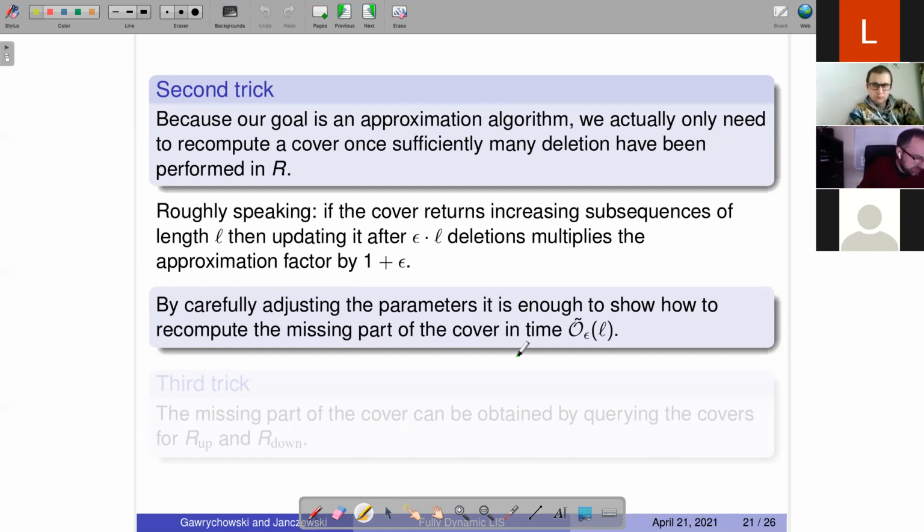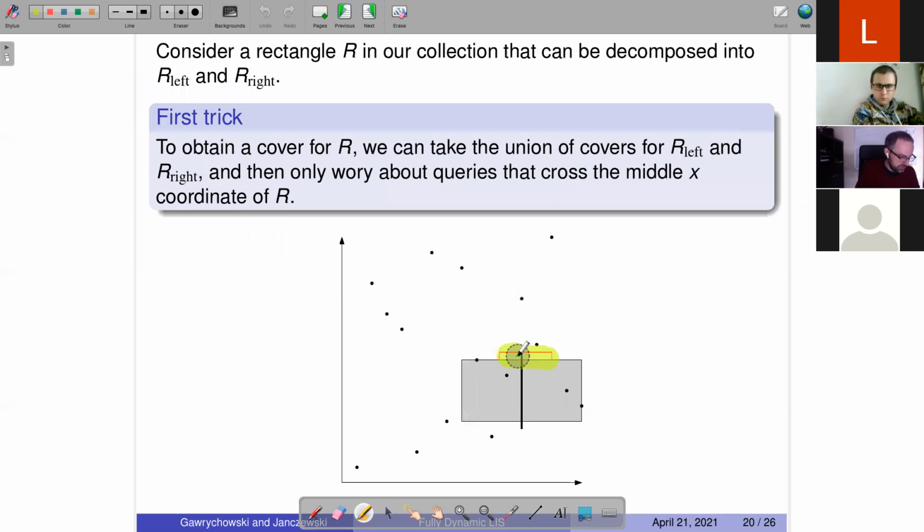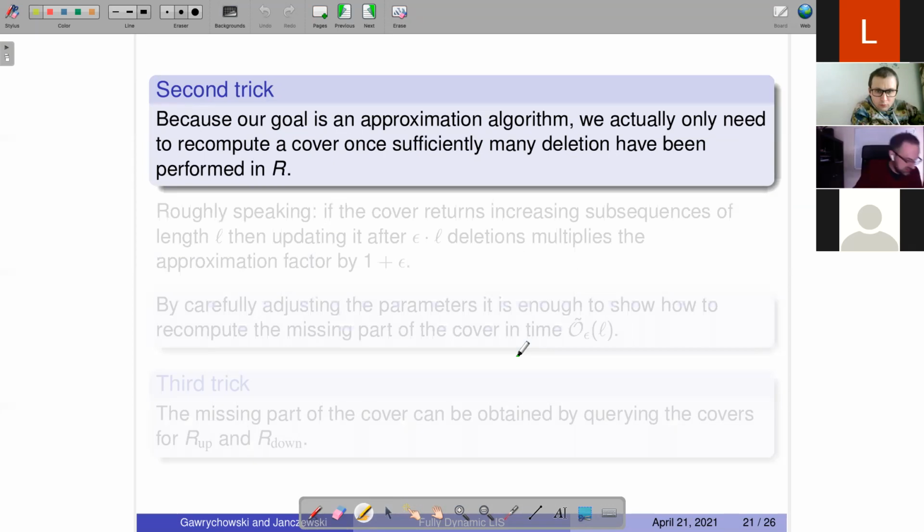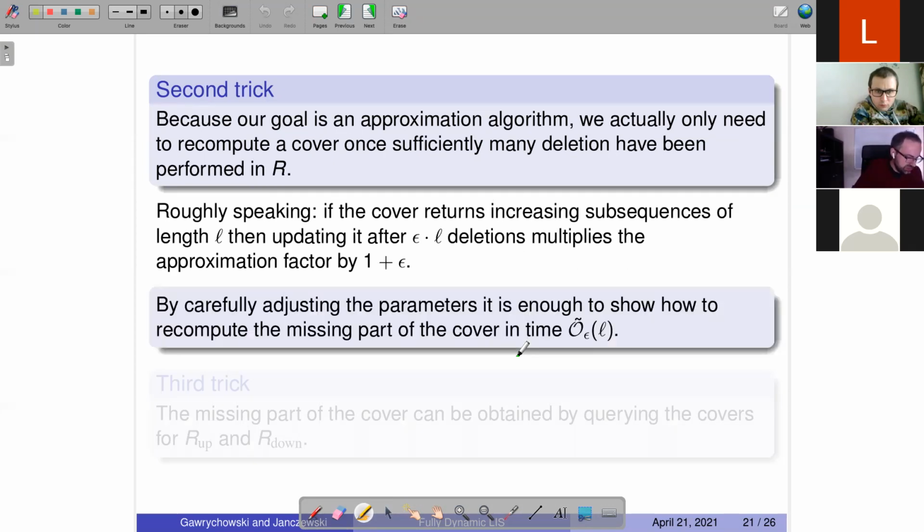There's still one missing part that I want to briefly describe, namely recomputing this middle part of the cover, the segments that take care of the queries crossing the middle x coordinate. The time for that should be roughly proportional, up to log factors, to L. So even if you have many points in this middle part, it needs to be bounded by L, because you do this once you have done roughly epsilon times L deletions. So that's your time budget.